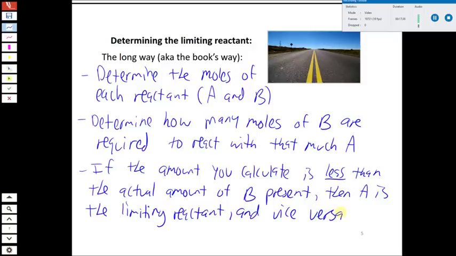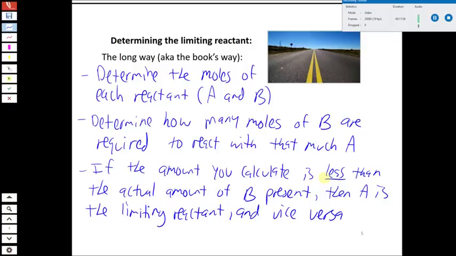Now, like I said, sometimes it's hard to keep those situations straight. I think it does make sense logically. If you calculate an amount of B that's too small, that means you have more B than you need, which means A is the limiting reactant. If you calculate an amount of B that's greater than what you actually have, that means that you need more B, so that means B is what's actually limiting you.